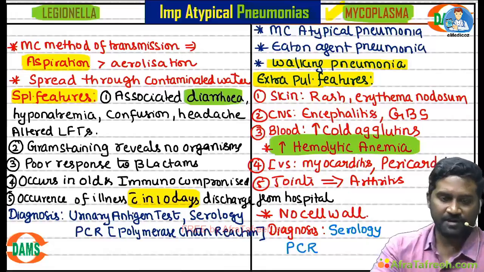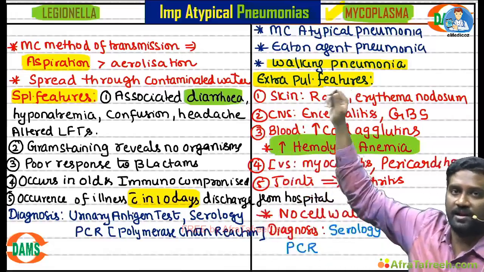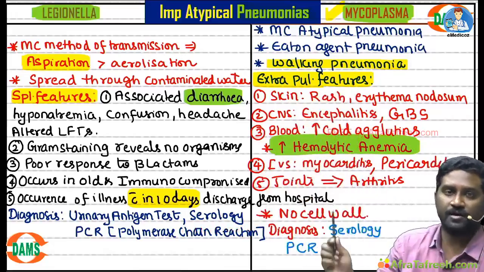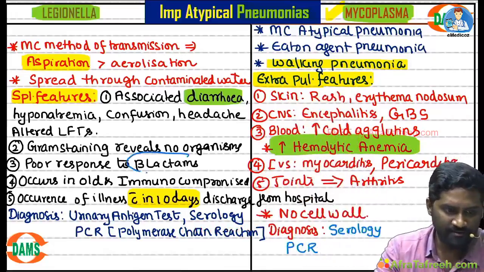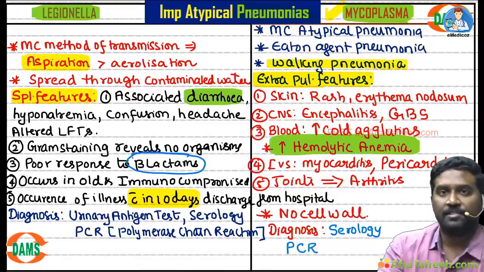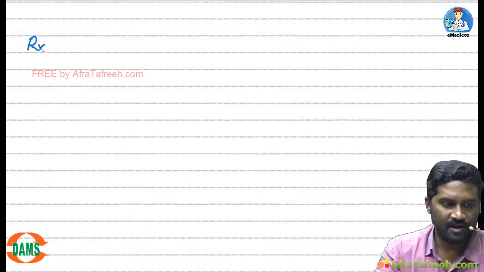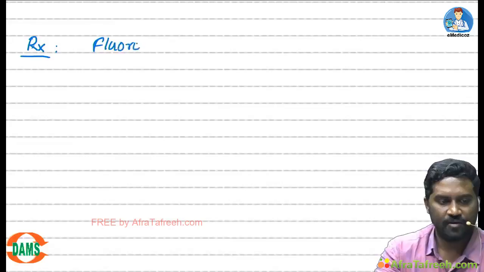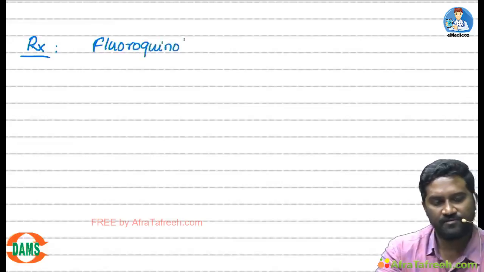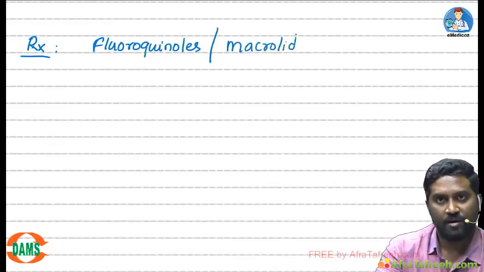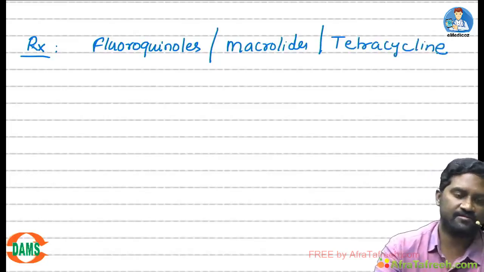Now coming to the treatment, let it be Legionella or mycoplasma. In both, commonly given antibiotics called beta-lactams will not work. Then what will be the treatment? Treatment is common for both. You can give either fluoroquinolones or macrolides or tetracycline. Any one of the following can be given for treatment of any of these pneumonias.